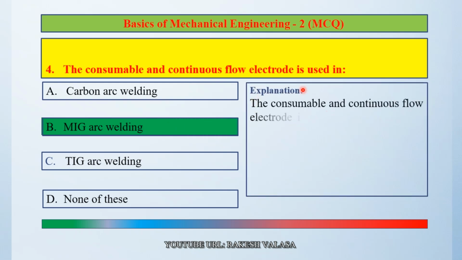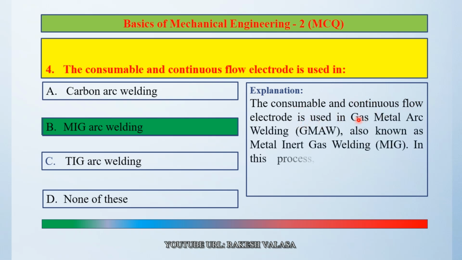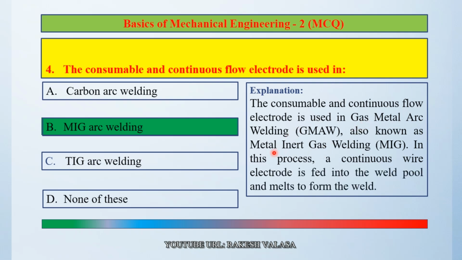The consumable and continuous flow electrode is used in gas metal arc welding. It is also known as metal inert gas welding. In this process, a continuous wire electrode is fed into the weld pool and melts to form the weld. So the correct answer is option B, MIG arc welding. That means metal inert gas arc welding.